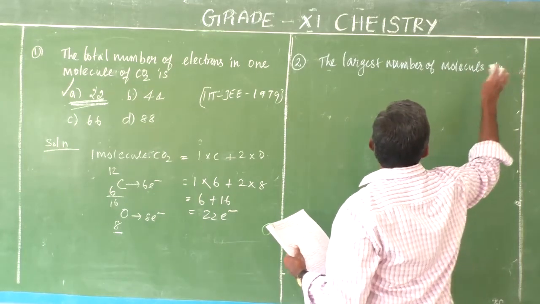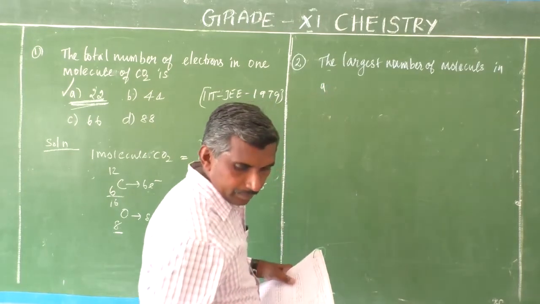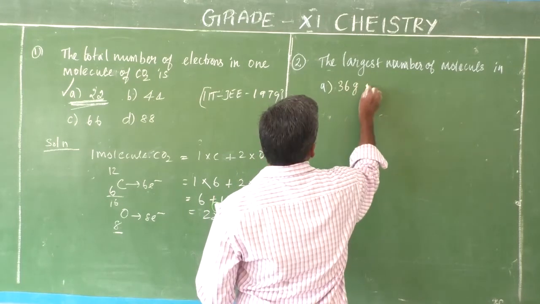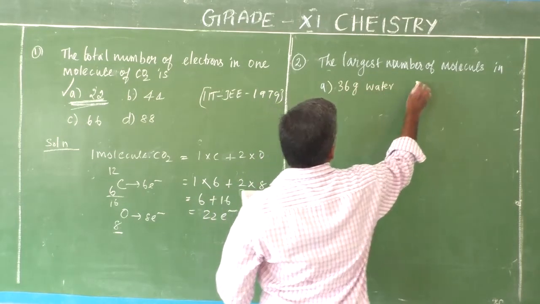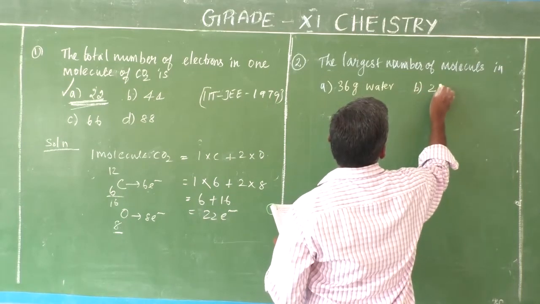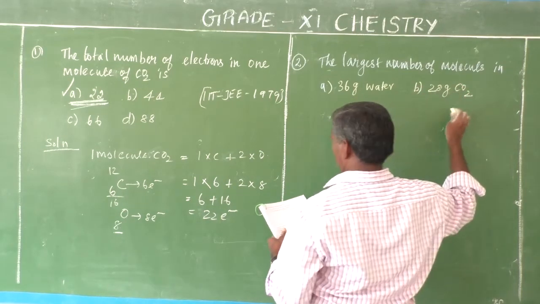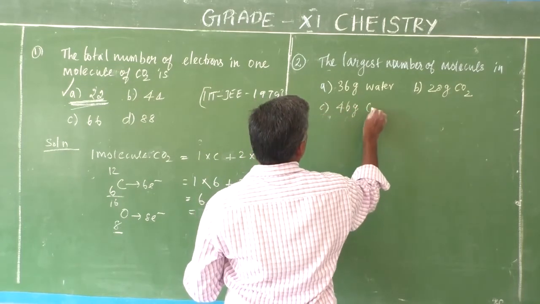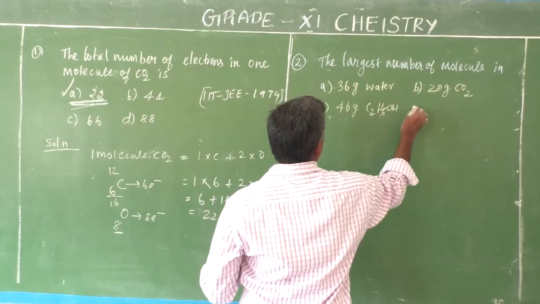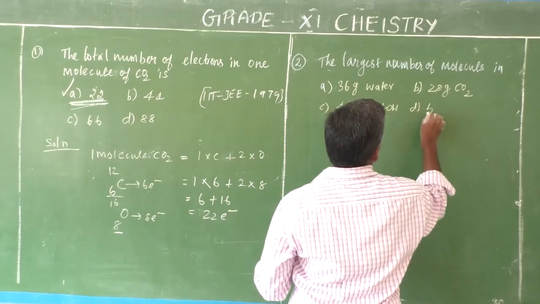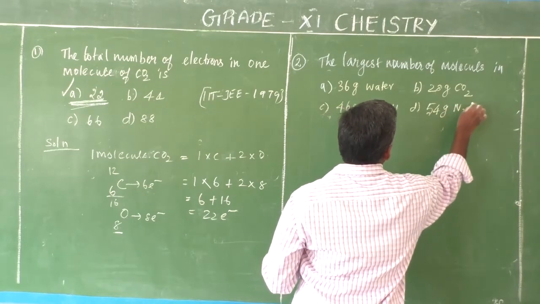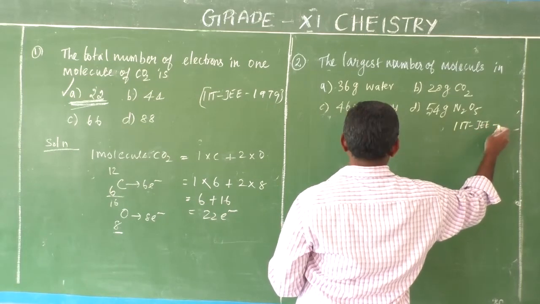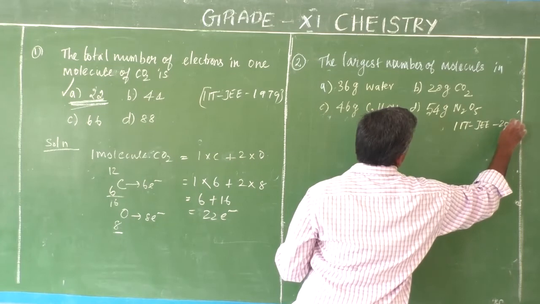Molecules in option A: 36 gram water. Option B: 28 gram carbon dioxide. Option C: 46 gram ethyl alcohol. Option D: 54 gram of nitrogen pentoxide. This is IIT JEE 2012.